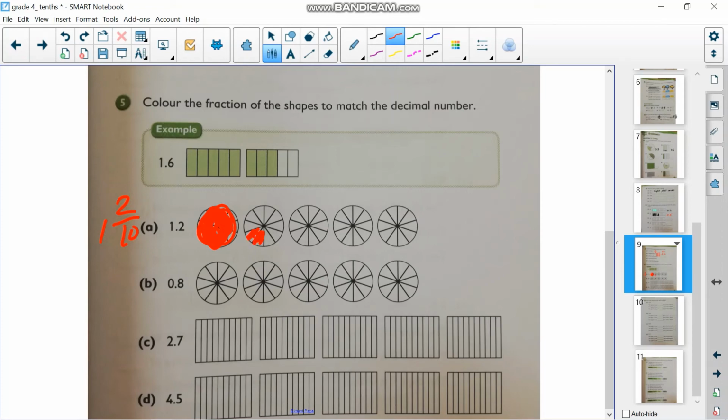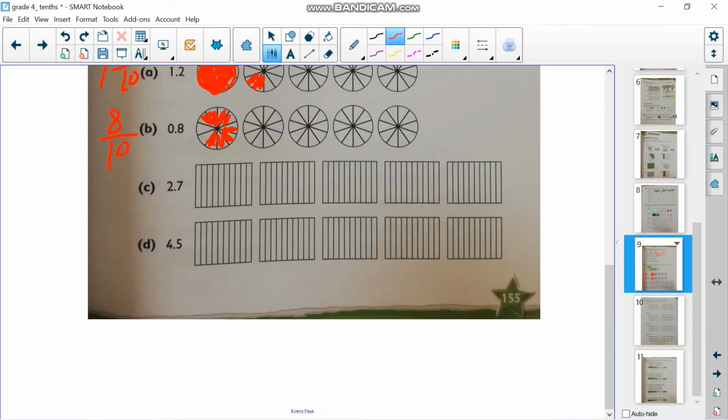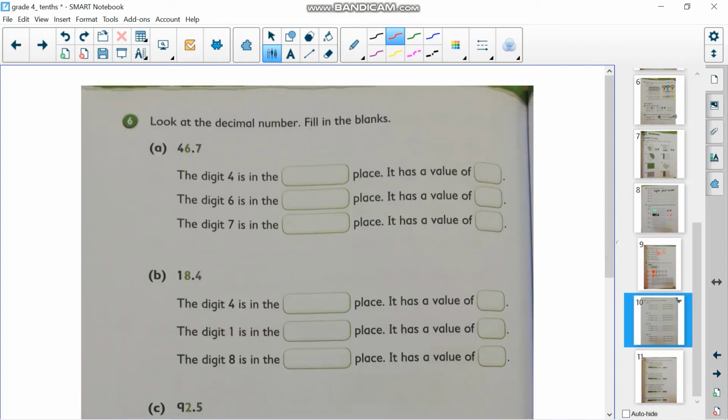Letter B, we have 0.8. It means 8/10. 0.8 means 8 out of 10. So we just have to color 8 parts out of 10. 1, 2, 3, 4, 5, 6, 7, and 8. Right? Letter C, we have 2 and 7/10. And letter D, we have 4 and 5/10. So for letter C, you have to color 2 wholes and 7 out of 10. For letter D, you have to color 4 and 5/10. So you have to color 4 wholes and then 5/10.